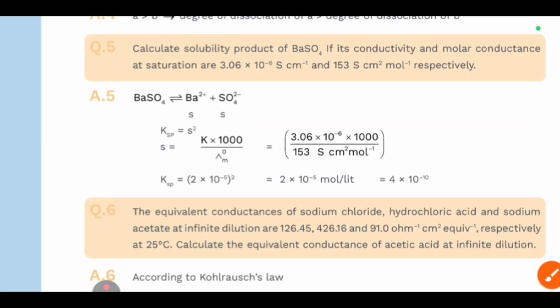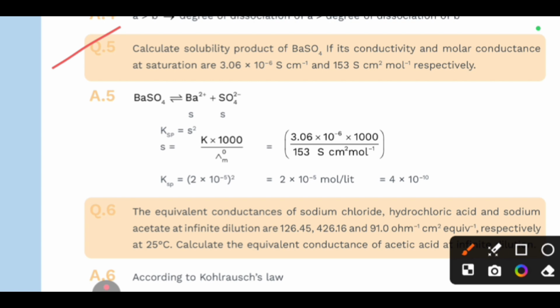One numerical is given to you related to solubility. Calculate the solubility product of barium sulfate if its conductivity and molar conductance at saturation are given these values. First you have to dissociate barium sulfate into two parts, barium ion and sulfate ion. The solubility of these two is represented as S. So Ksp is S square, because two ions are formed here, and the solubility of each is considered to be S. So Ksp is S square.